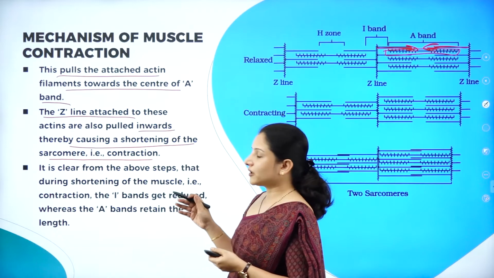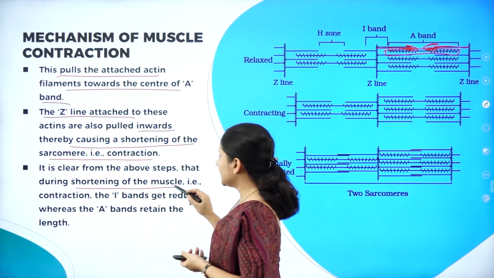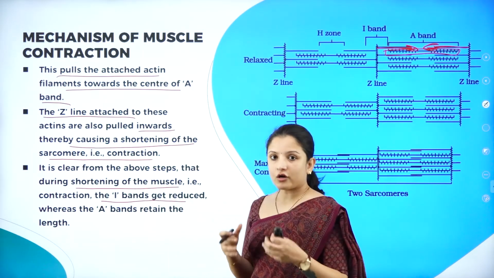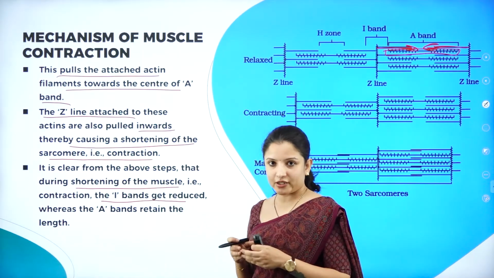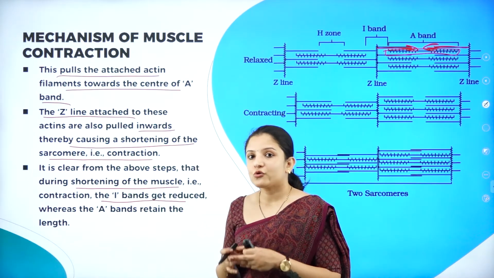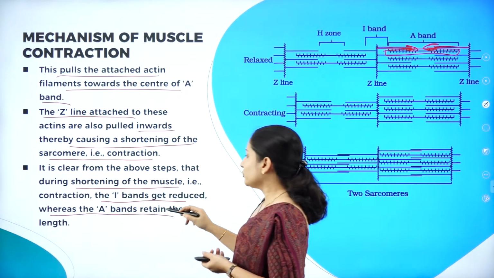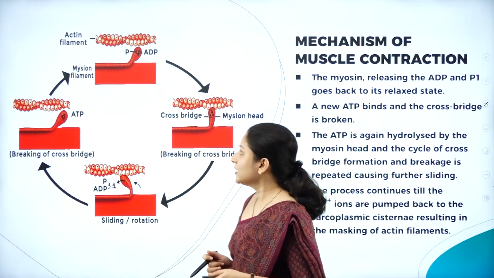Now, it is clear from all these steps that because of the shortening of the muscle, the I bands will get reduced. That is, the isotropic bands will get reduced, whereas the A band will retain its length. So, that is how contraction of the muscle actually occurs.